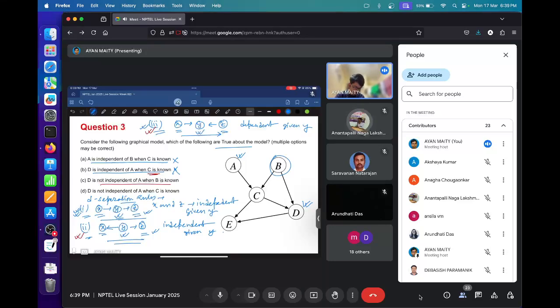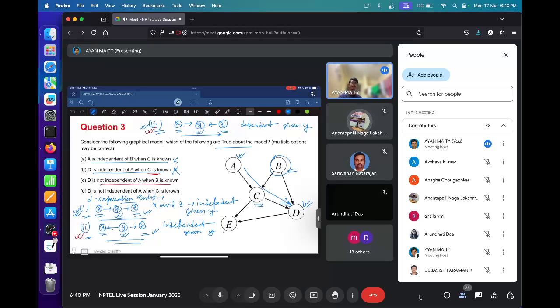If B is known, we can easily see that this path exists: A, C, D. This is one path from A to D, and this path is not blocked by C. If C was given, C would have blocked this path. But in this option C is not given, only B is given. So C cannot block this path from A to D. So there exists a path from A to D, so they are dependent on each other.